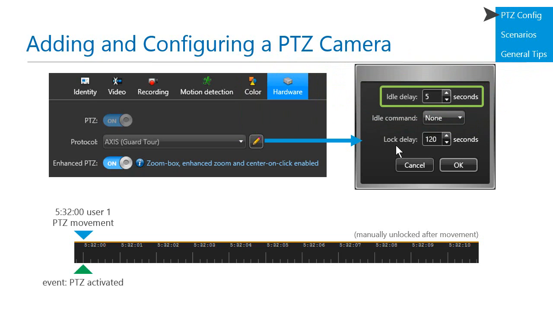Now, when a PTZ camera is in an idle state and a user moves the camera, a PTZ activated event is generated. As long as the PTZ is being moved by a user and the idle delay has not passed, the PTZ will stay in the active state, but will not generate any more separate PTZ activated events for different users. When this delay has passed, the PTZ stopped event is generated, and the PTZ will return to the idle state. The PTZ will remain locked for the last user who moved it for the entire idle time.